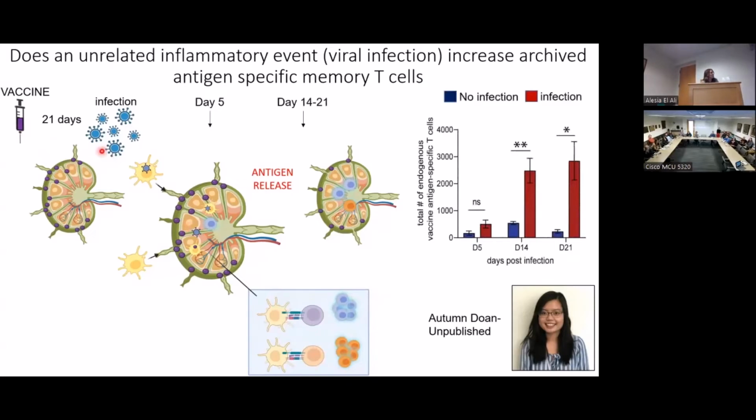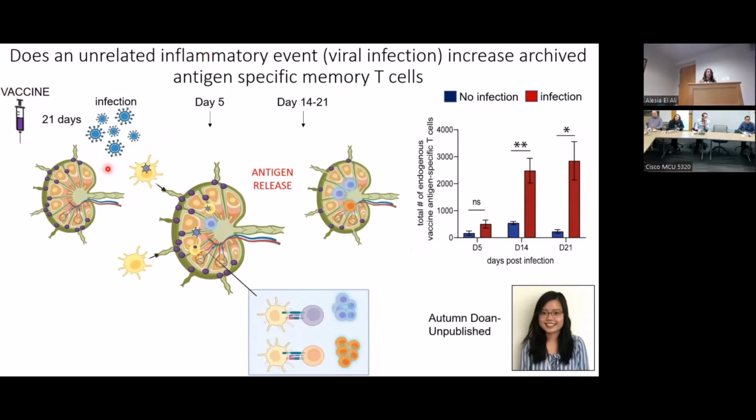And so looking 5 days, 14 days, and 21 days post infection, so about a month or more after the initial vaccination, we're looking at vaccine antigen specific T cells. You can see if you give no infection, there's really no increase in the number of vaccine antigen specific T cells, so they're not responding. But at day 14 and 21, a time point when we would expect the lymph node to be contracting and antigen to be released, you see an expansion in the antigen specific T cells to the vaccine antigen.